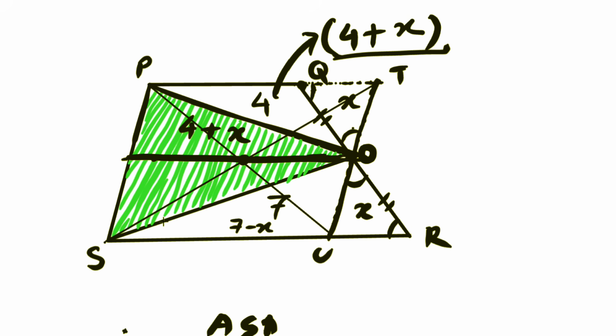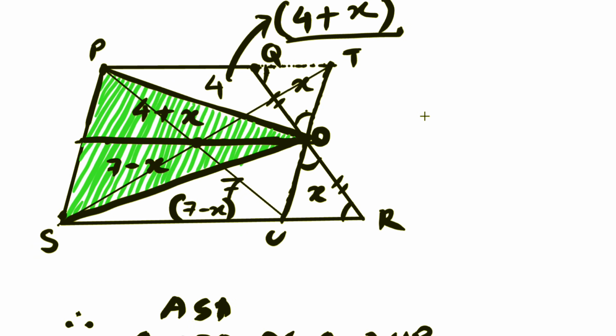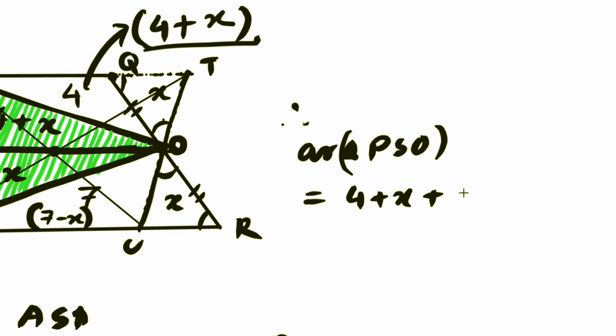Now apply exactly the same idea to the lower parallelogram. Its diagonal divides it into 2 equal area triangles. We already determined that the corresponding lower piece has area 7 minus X. Therefore, the other half also has area 7 minus X. And now we have everything we need. The middle triangle PSO is made from those 2 pieces, so its area is the sum of the upper contribution and the lower contribution. Therefore, the area of triangle PSO equals 4 plus X plus 7 minus X.